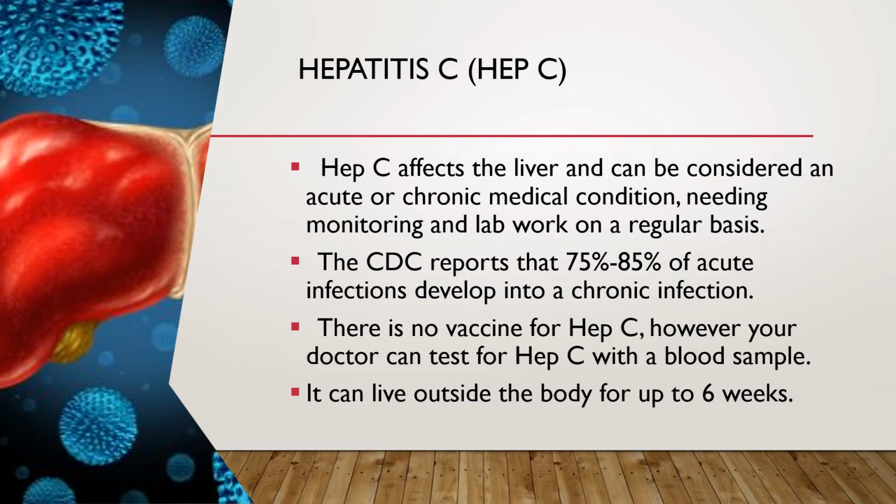Let's move on. So what about Hep C? Hepatitis C affects the liver and can be considered an acute or chronic medical condition, needing monitoring and lab work on a regular basis. The CDC reports that 75 to 85% of acute infections develop into a chronic infection. There is no vaccine for hepatitis C. However, your doctor can test for Hep C with a blood sample, and it's important to note that it can live outside of the body for up to 6 weeks.